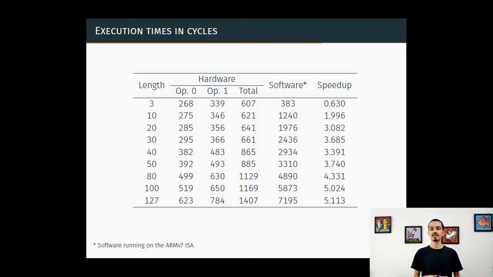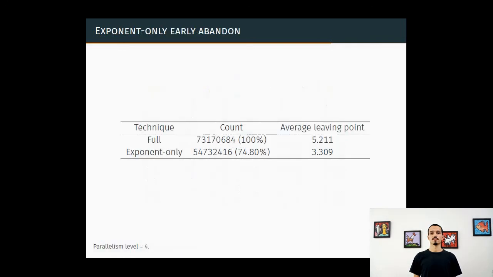and the larger the shapelet size, the larger our speed up compared to software. And when we have shapelets with length 100 or more, we can see speed ups of more than 5 times when compared to the software implementation.